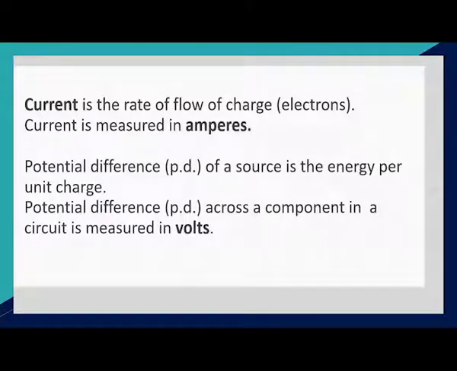When we are measuring the potential difference, we measure it using the voltmeter, and the voltmeter is always connected in parallel. Current is measured using the instrument called an ammeter, and the ammeter should always be connected in series.